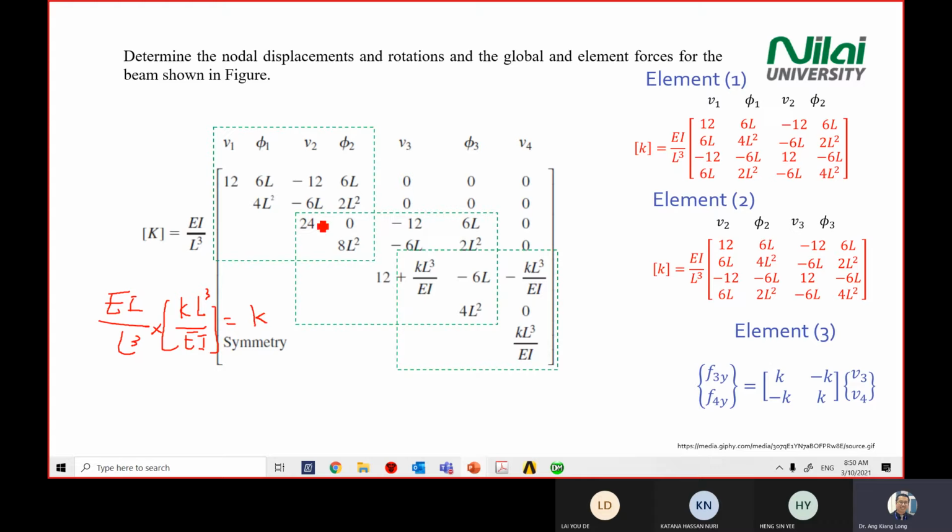Don't straight away write K inside the global matrix. You need to consider what is happening outside the matrix here. There is a constant value outside the matrix here. So you need to be careful when you import the K here. So that's why you will have this over this side. Again, there is a number here because it's symmetry. So there's a number here. All right, Katana, what is the number here?